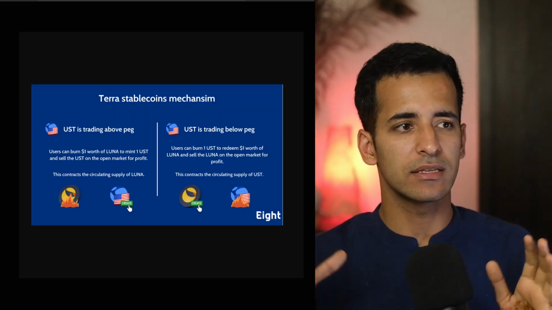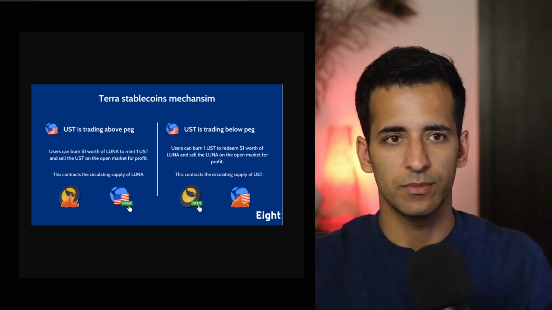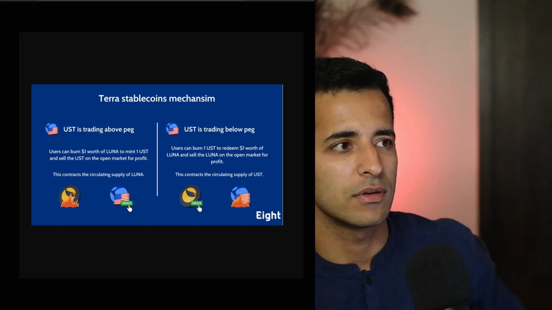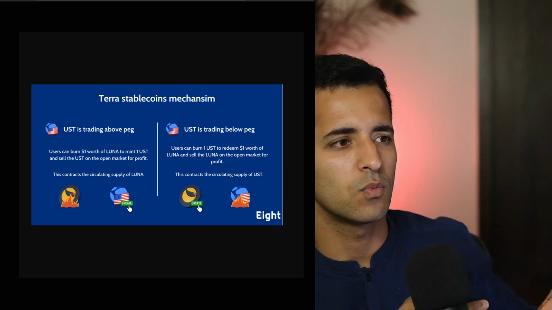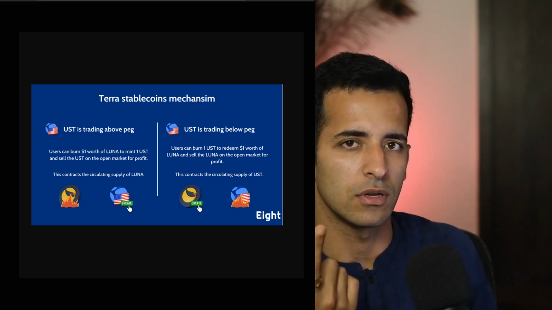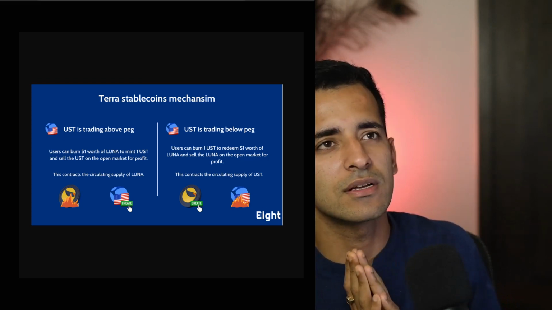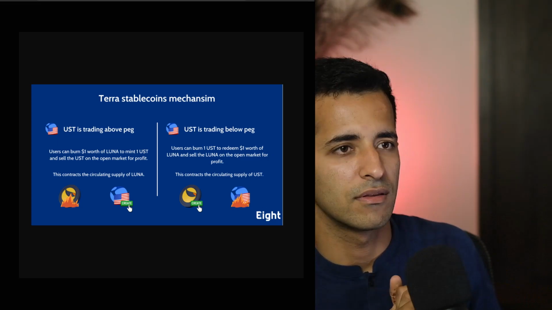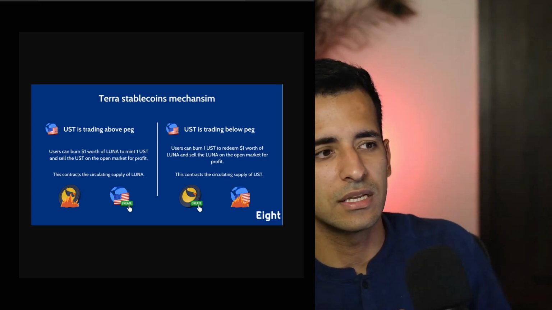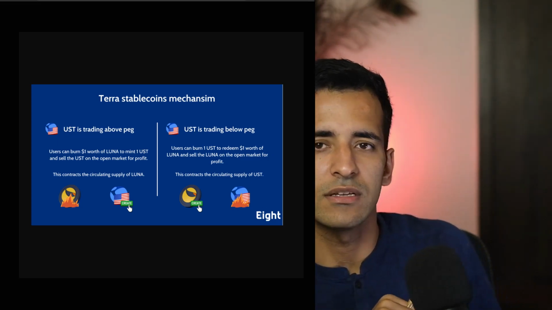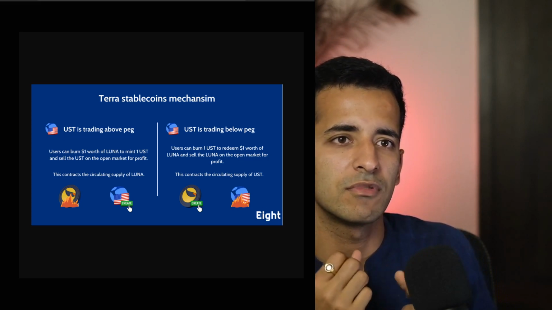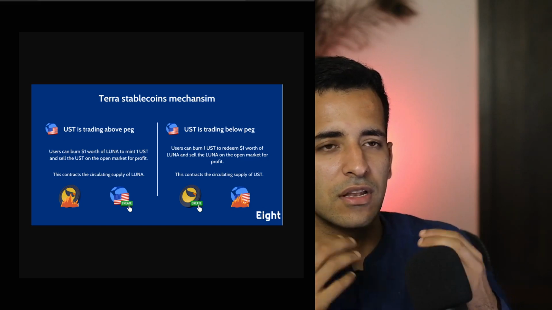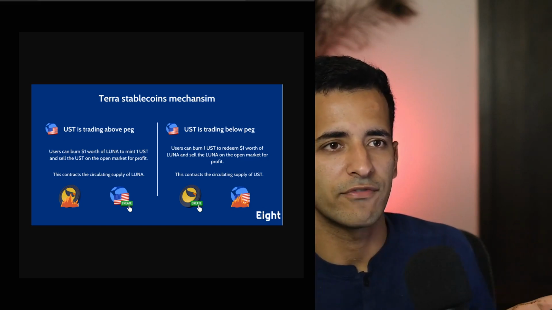Let's start understanding this with some extreme conditions. Let's say the price of LUNA is $1 million, and somebody can go and mint 1 million UST for a single LUNA. Now let's say LUNA's price falls to $10. This person can easily go and redeem their UST for 100,000 LUNA.